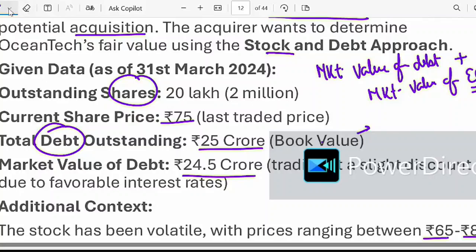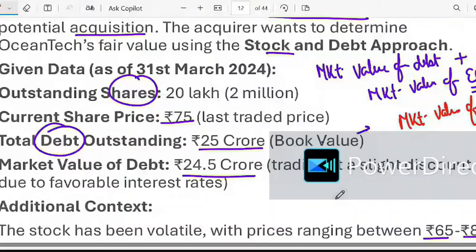Now can you tell me what is the market value of equity based on the data? How to find the market value of equity? See, how many shares do they have? 20 lakh shares they have. And what is the price of one share? Rupees 75. Just tell me, what is the market value of equity? Current share price means one share costs rupees 75, and outstanding shares they have is 20 lakh, right? So what is the market value of equity? If you have a calculator, please do the calculation and tell me the answer.